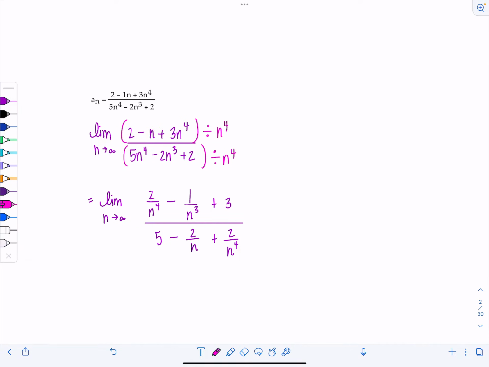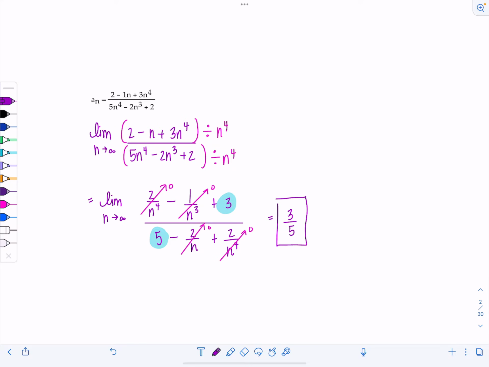As n goes to infinity, 2 over n to the fourth goes to 0. 1 over n cubed goes to 0. This negative 2 over n goes to 0. And so does 2 over n to the fourth. So all I'm left with is a 3 in the numerator plus zeros, and then a 5 in the denominator and some zeros. So this limit is 3 over 5.